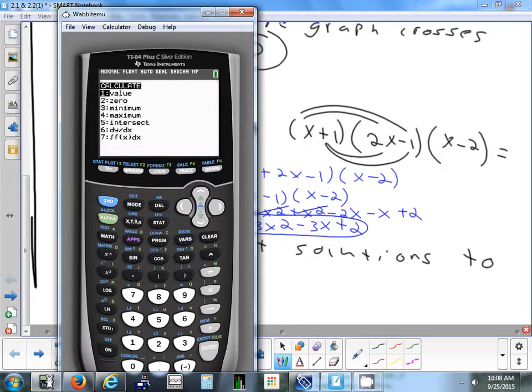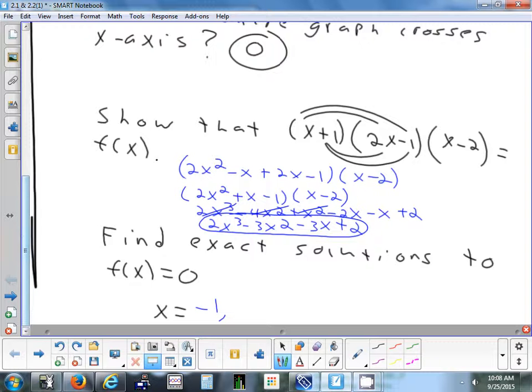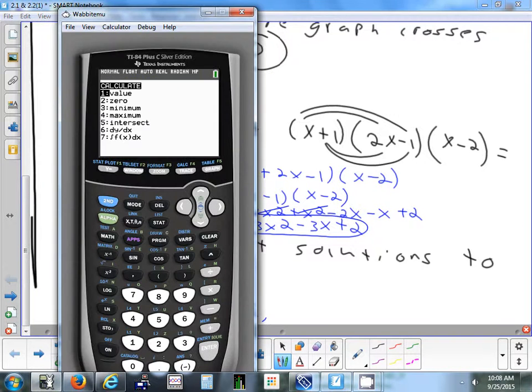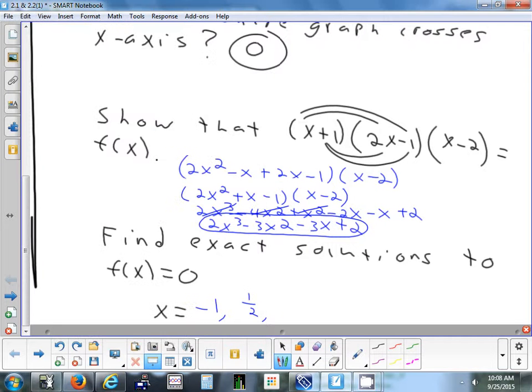Okay, I'm going to do second calc 0. Pick a point to the left, pick a point to the right, do my guess, crosses at 1/2. And the last place it's going to cross, second calc 0, pick a point to the left, pick a point right, and do my guess, is positive 2. So those are the 3 places where it will cross the x-axis.